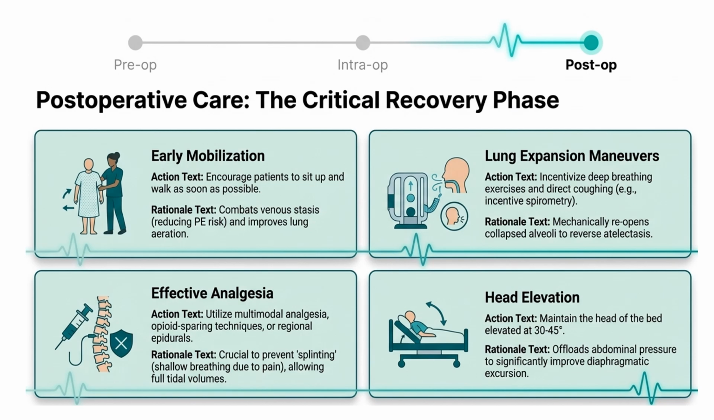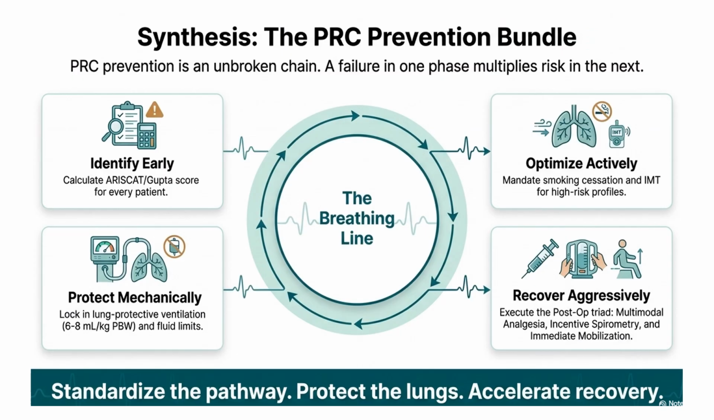And head elevation is very important for abdominal surgeries. So these are the important measures of post-operative care that will prevent post-operative complications. In summary, early identification is very important. Who are the people who are very high risk? We can use the ARISCAT score and Gupta score for each and every post-operative patient to identify which patient is very high risk for post-operative complications.